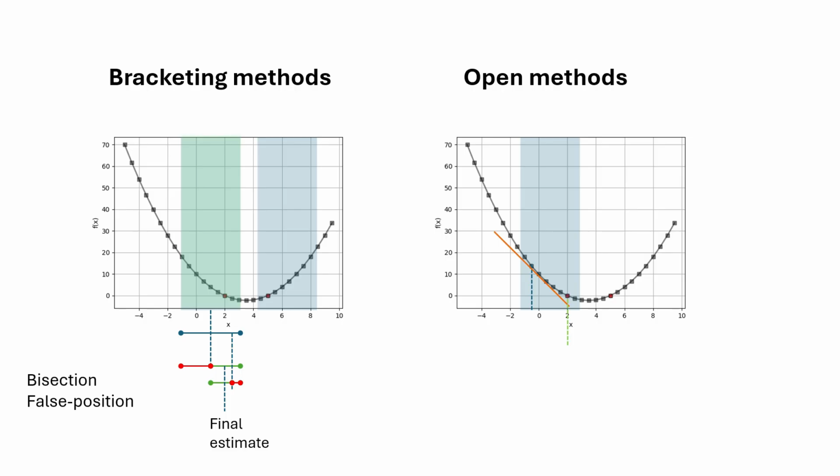These methods require the initial guess to be closer to the root value and may fail to converge if the initial guess is not close enough. Examples of open methods include Newton-Raphson, secant, and modified secant methods.